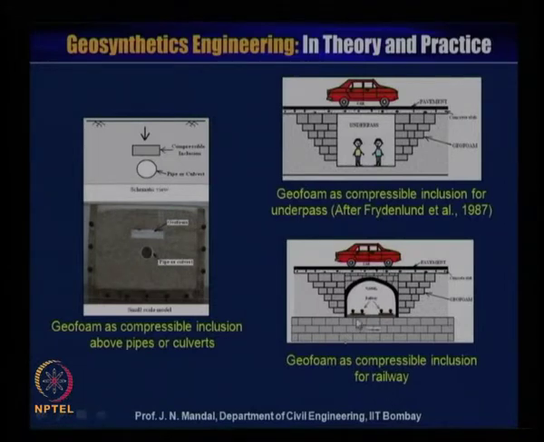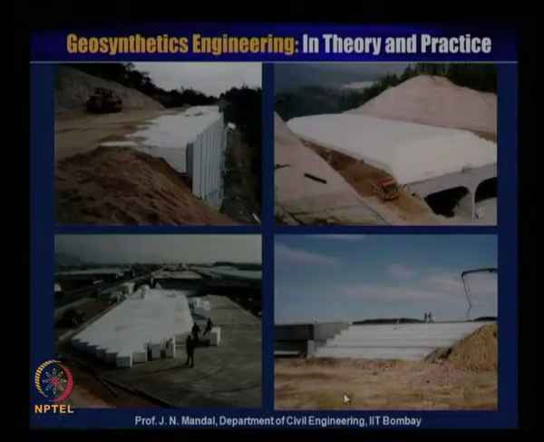You can see also geofoam as a compressible inclusion for the railway. So this is the railway. On the top of the railway also you can provide the geofoam material. You can place the geofoam, you can construct this railway here, and then on the top of this you can fill up with the geofoam material and then the pavement can be constructed. So in one way the rail can pass below the ground and also cars can pass on the road. So this is how the geofoam will act as a compressible inclusion for the railway.